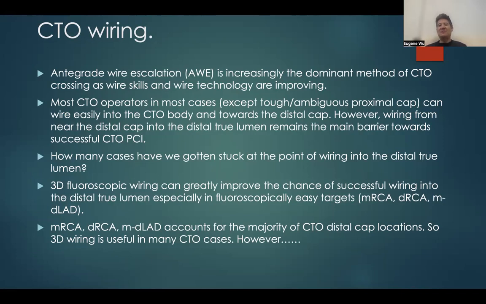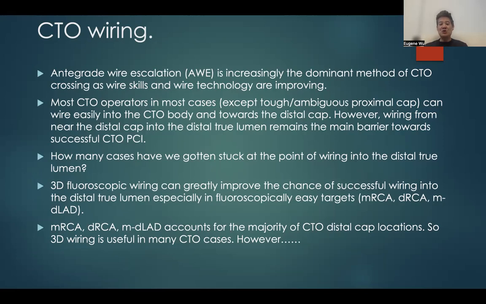How many times have we done a case and we've wired very easily to the distal cap, but we can't wire into the true lumen? 3D fluoroscopic wiring can greatly improve the chance of successful wiring into the distal true lumen, especially when the distal cap is located in a coronary segment that's easy to see in true fluoroscopic views. That is the mid-RCA, the distal RCA, the mid and distal LAD.